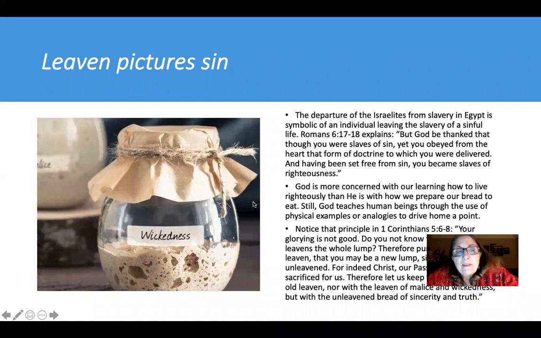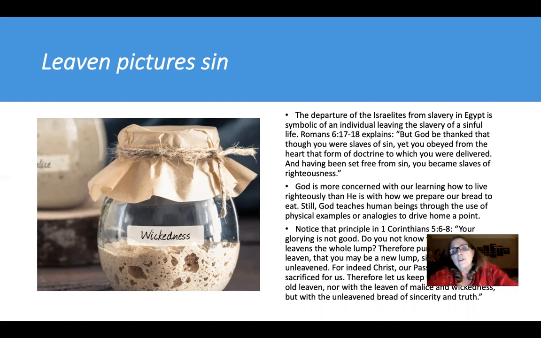Well, leaven is a picture of sin. The departure of the Israelites from slavery in Egypt is symbolic of an individual leaving the slavery of a sinful life. Romans 6:17-18 explains, but God be thanked that though you were slaves of sin, yet you obeyed from the heart that form of doctrine to which you were delivered. And having been set free from sin, you became slaves of righteousness. So we're going to be a slave to something, right? We're either a slave to our sinfulness or we're slaves to the Lord and his righteousness.